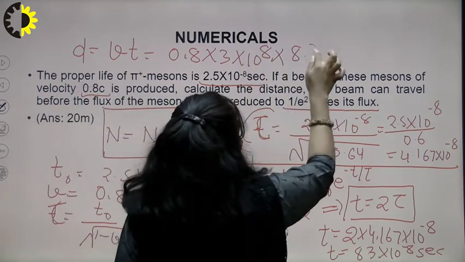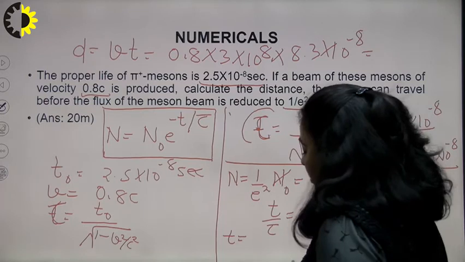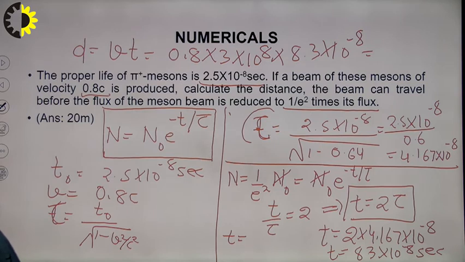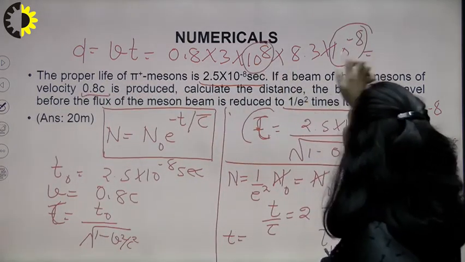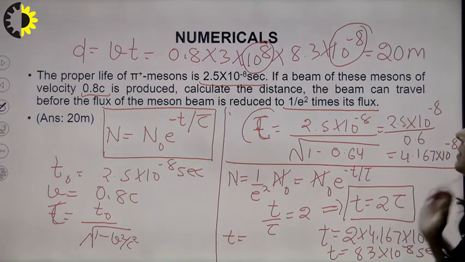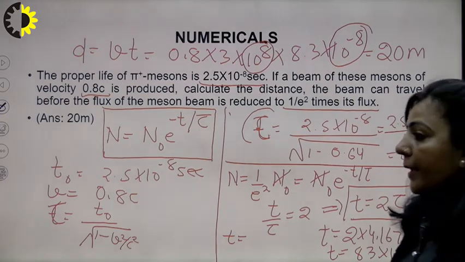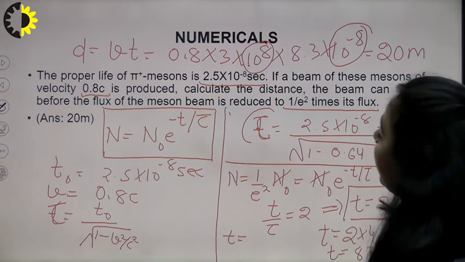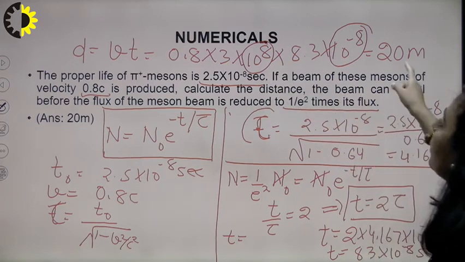T is 8.3 into 10 raised to power minus 8. So you have to calculate it, right? So this is your 8.3 multiplied by 0.8 multiplied by 3, and it is 10 raised to power minus 8, and this is 10 raised to power plus 8. After simplifying, you can see the distance travelled is 20 meters. It means the time when the flux will become 1 upon e square times of initial flux, in that time the distance which will be travelled is equal to 20 meters.